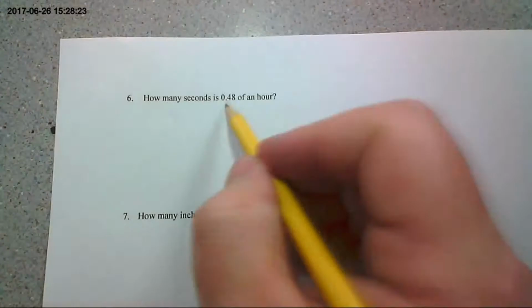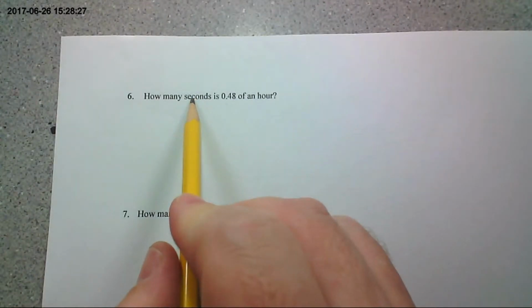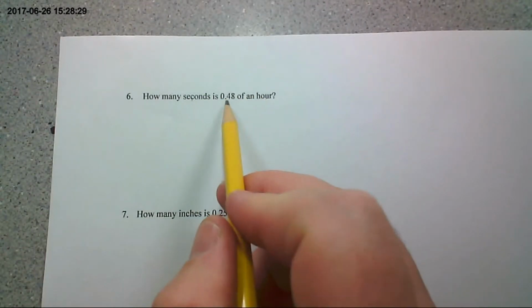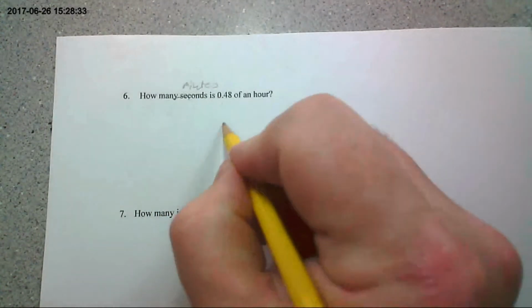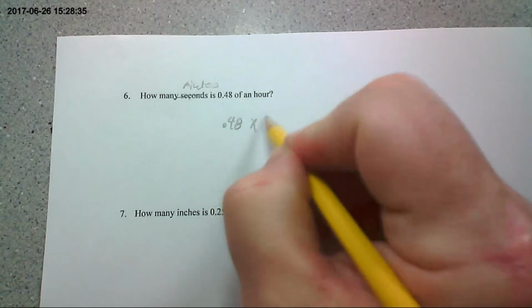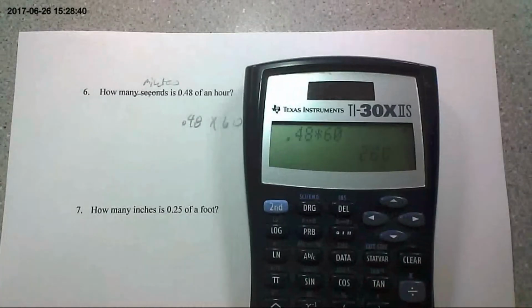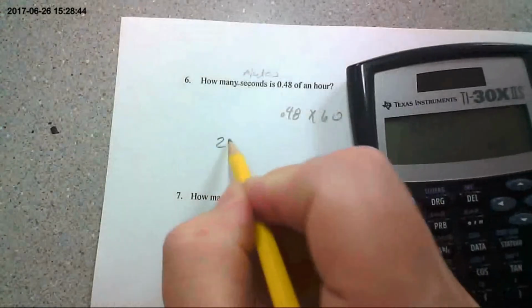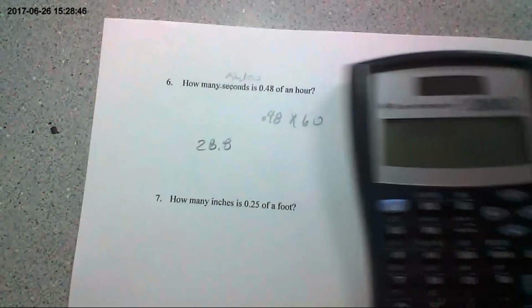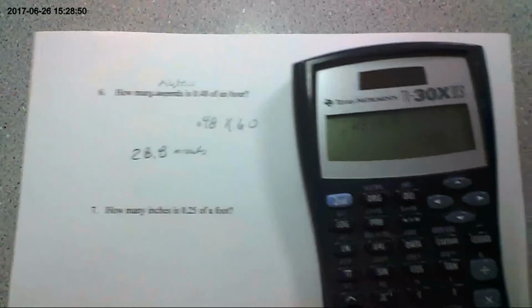How many seconds is 0.48 of an hour? Well, before I answer how many seconds this is of an hour, I would try to figure out how many minutes this is of an hour. All you have to do is multiply 0.48 times 60. I've got my fancy calculator right here. I could probably figure that out without one. Oh, look at that. 28.8. That's how many minutes 0.48 is of an hour.